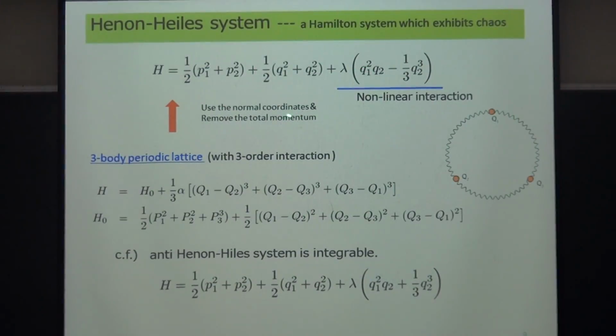Okay. And this is the Hamiltonian of the system, and it is known that this Hamiltonian system exhibits chaos. The first term is the well-known harmonic oscillator term, and here a nonlinear interaction is introduced. I don't have enough time to explain this in detail, but I will say that this Hamiltonian can be derived from this three-body periodic lattice in this form. And this was first studied in the context of planetary motion.